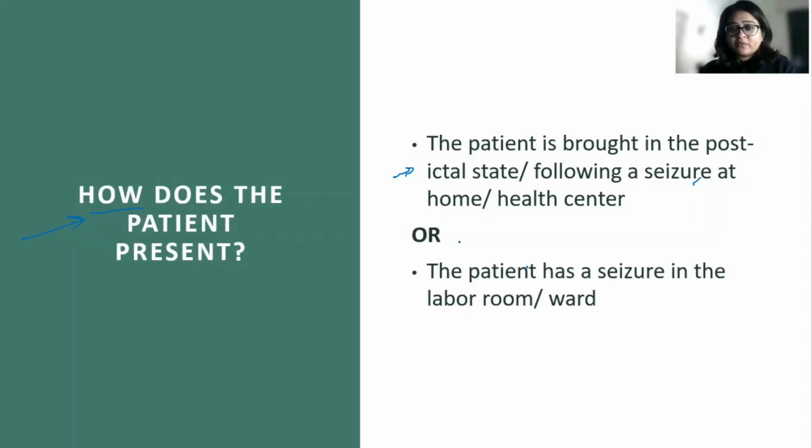Another scenario, which actually should not happen, please remember, eclampsia is mostly a preventable condition. Very rarely you can't prevent it, but yes, most of the times it is preventable. So this should not happen if you have been managing her severe preeclampsia well. The second scenario is the patient has a seizure right in front of you in the labor room or in the ward in the hospital setting. So these are the two scenarios with which the patient can come.